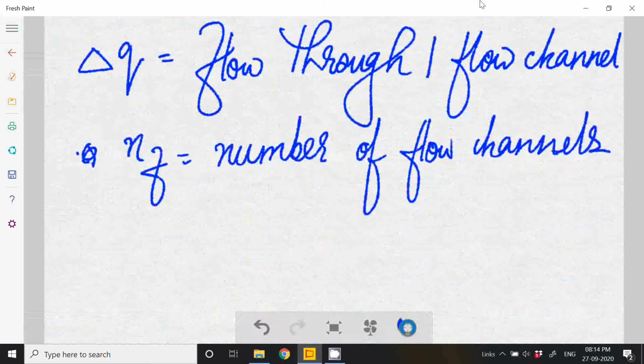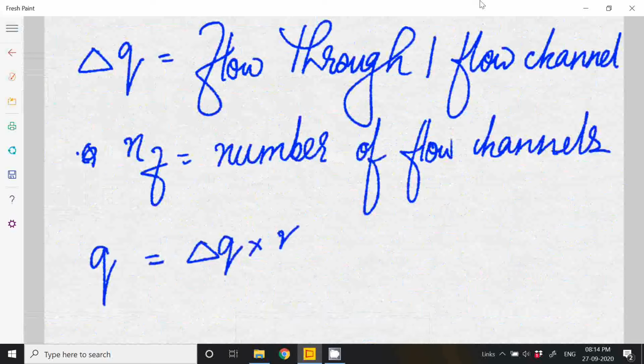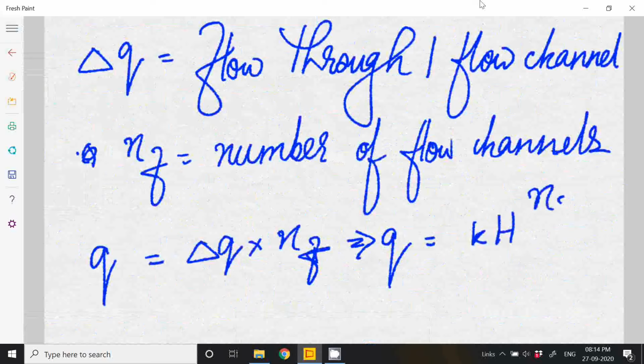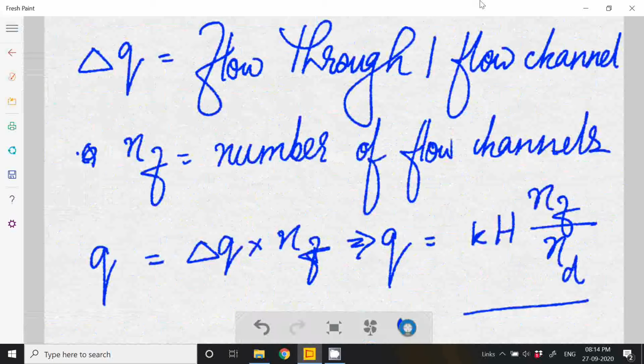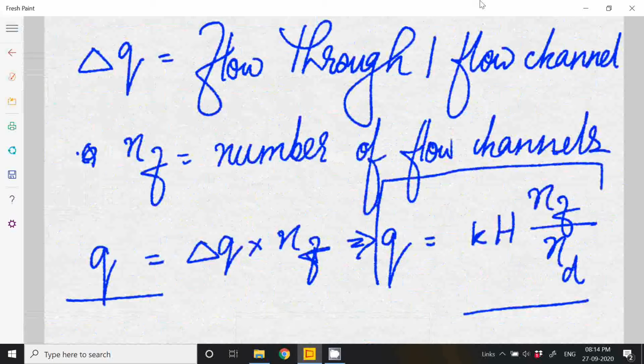and delta Q is the flow through one flow channel, then total discharge Q is equal to what? Delta Q into NF. So this implies Q is equal to K H NF by ND. This is the ultimate equation. Q is equal to K H NF by ND. This is where the analysis ends.